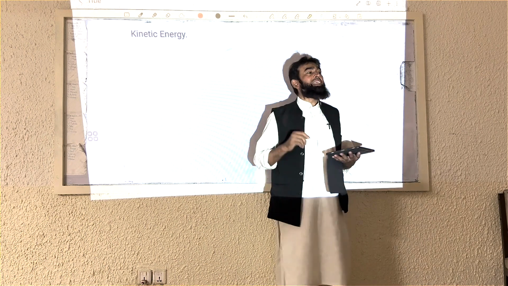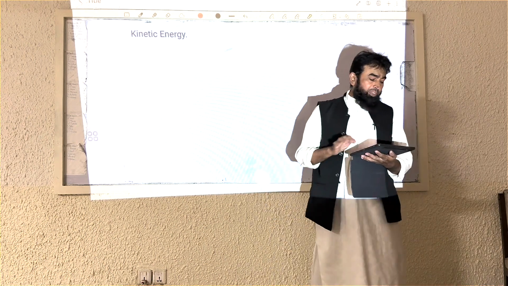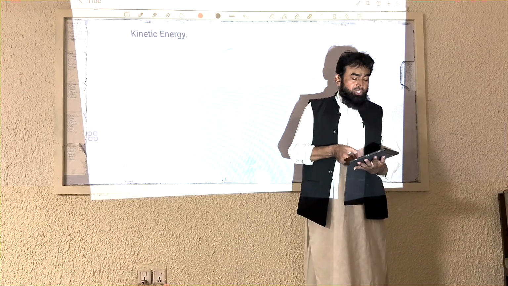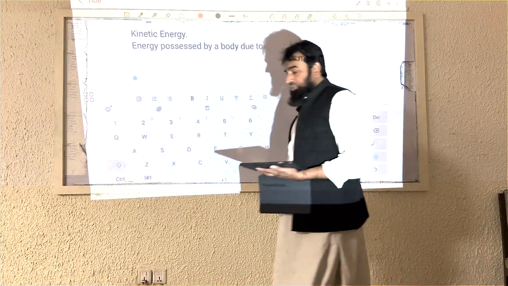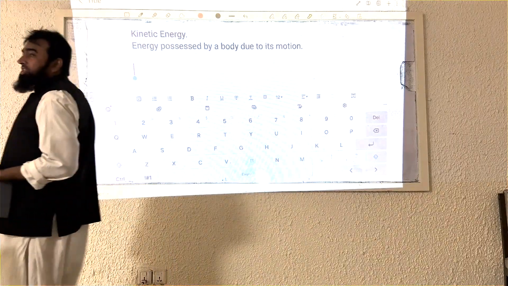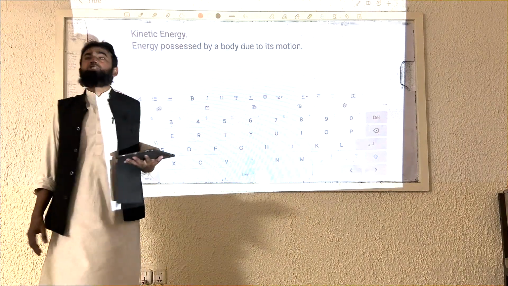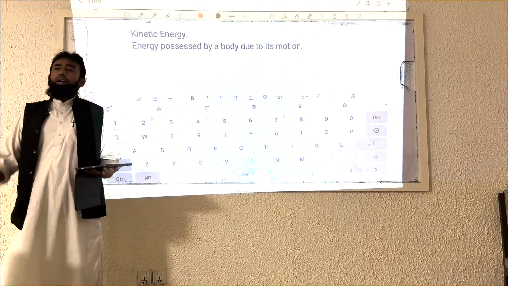We are talking about kinetic energy. Please write down the definition of the kinetic energy. Energy possessed by a body due to its motion. So here you can see that kinetic energy is, I told you, the energy possessed by a body due to its motion.